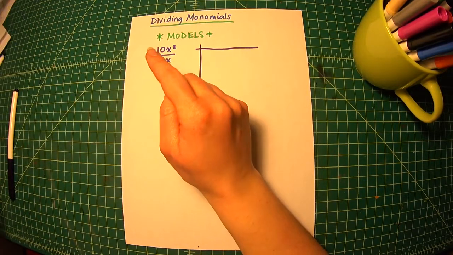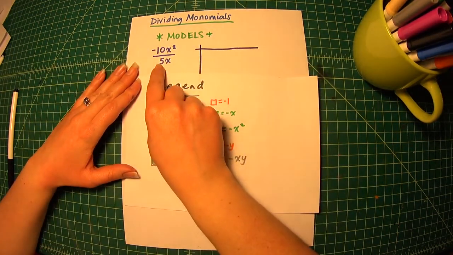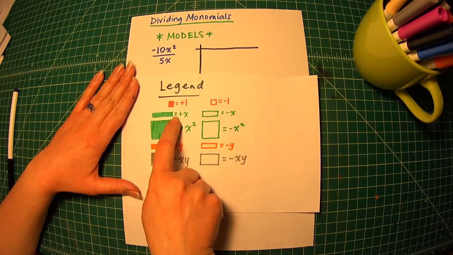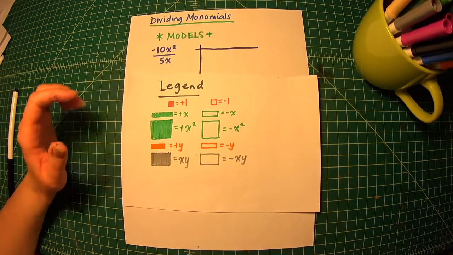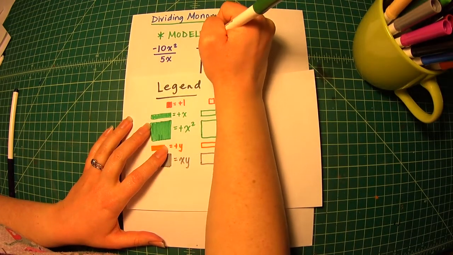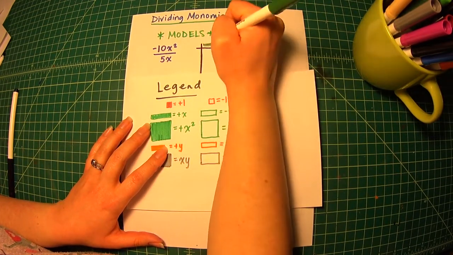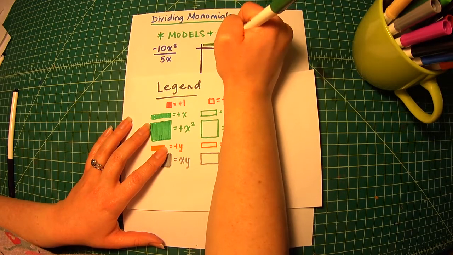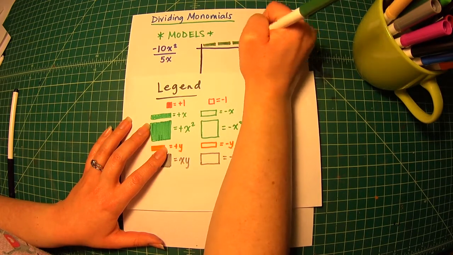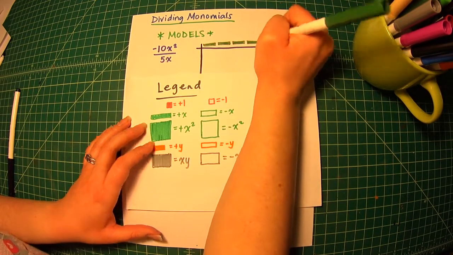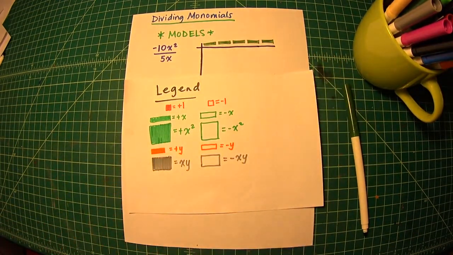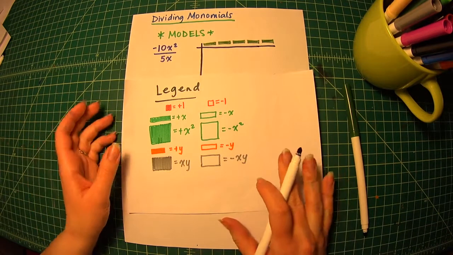So let me grab my legend here. I know it's positive because there's no integer sign beside it, and it's x. So 5 of these green rods. Here's my green marker, and let's draw that out. 1, I have to color them in because they're positive. 2, 3, 4, 5x.